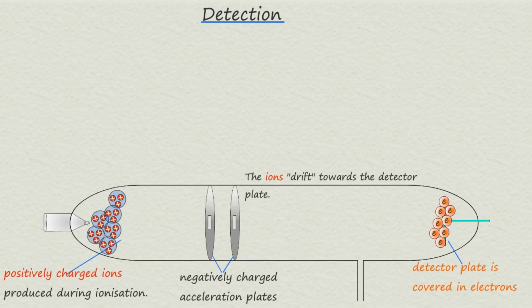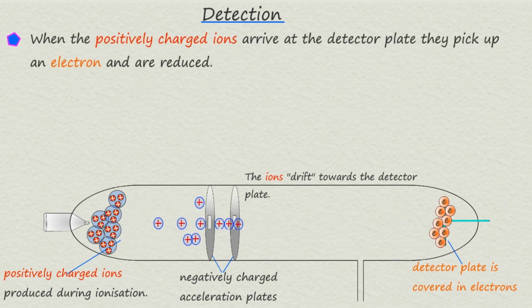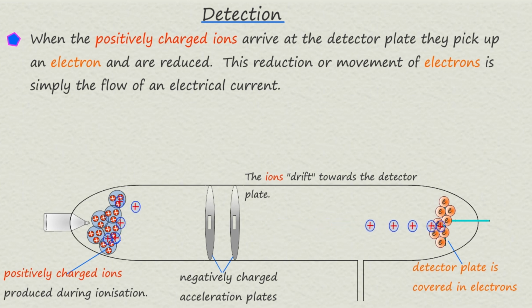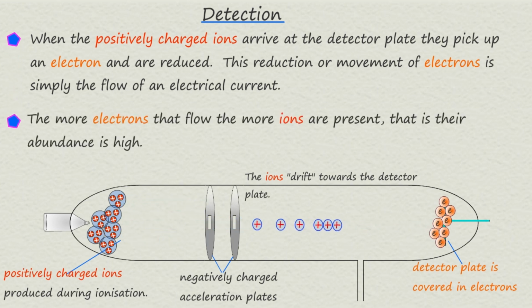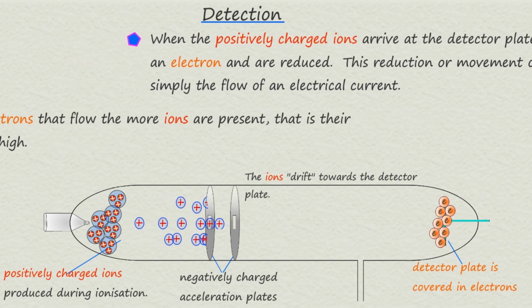Now the detector plate at the end of the flight tube has a negative charge due to the fact that it contains an excess of electrons which are placed in it from an external electrical supply. So when the positively charged ions arrive at this detector plate, they gain an electron and are reduced. This reduction reaction involves the movement of electrons or a flow of electrical current. Now the more electrons that flow, the more ions there are present. That is, their abundance is high, and this will be recorded by a computer connected to the detector.